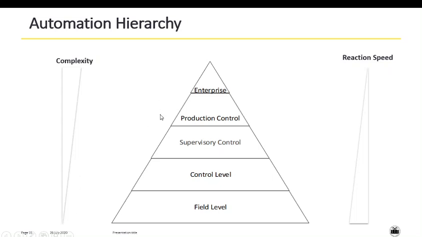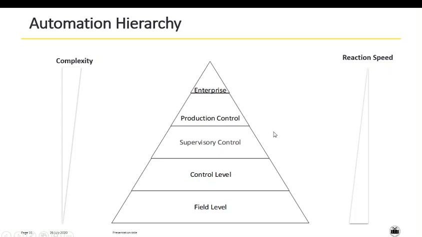In all these 5 levels, the simplest level is the field level. However, as we go upward, the complexity of the level will increase. Similarly, the fastest level is the field level. So reaction speed will go on decreasing as we move upward from the field level to the enterprise level.